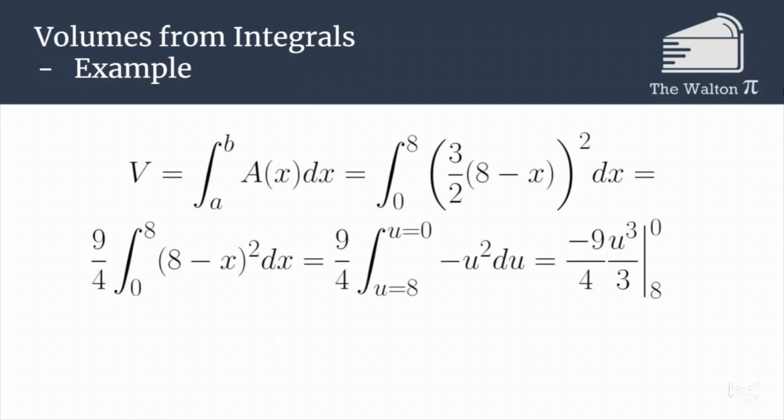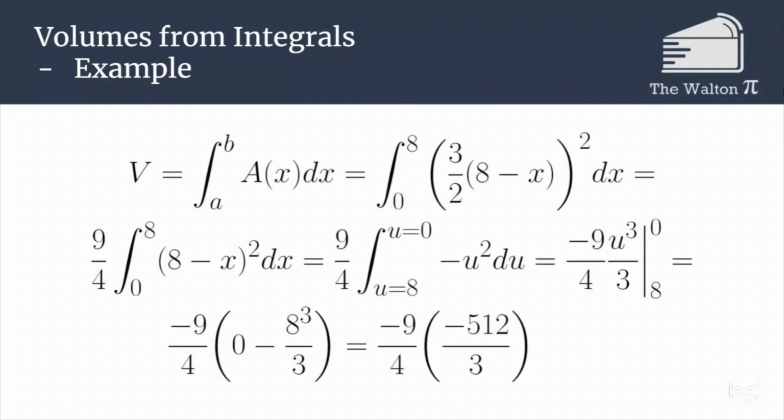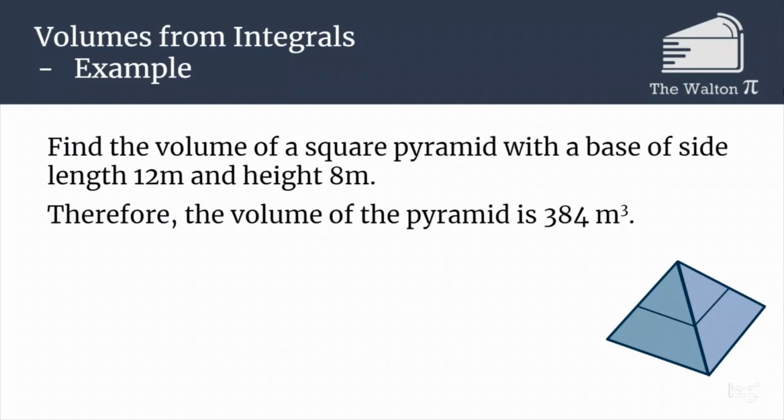So this then becomes negative 9/4 of u cubed over 3 evaluated from 8 to 0. So that gives us negative 9/4 times 0 thirds minus 8 cubed thirds. So negative 9 over 4 times negative 512 over 3, which is equal to 384. That tells us that the volume of this pyramid is going to be 384 cubic meters.